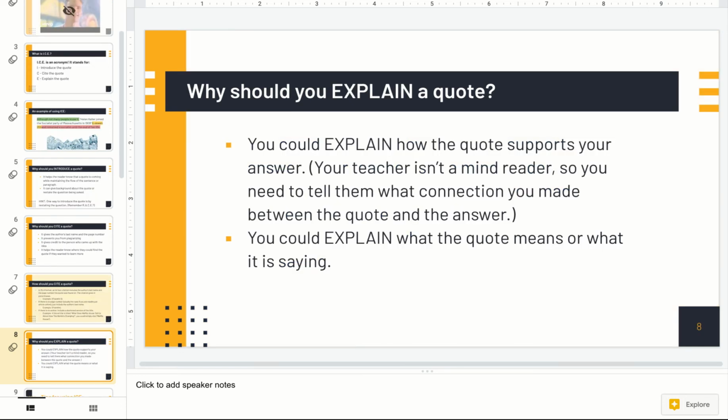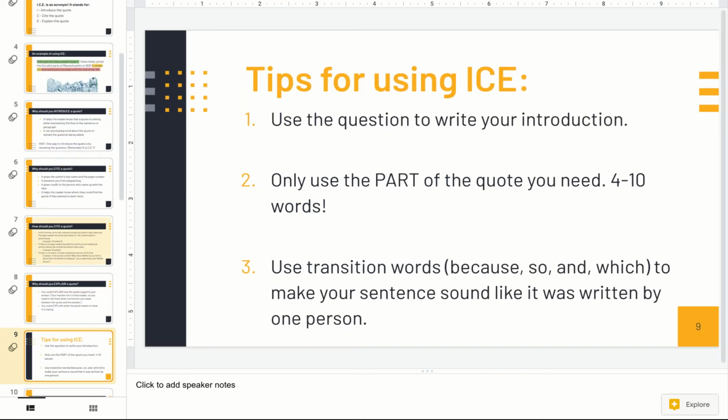Now, going back to I.C.E., why should you explain a quote? You could explain how the quote supports your answer. And this is helpful because I'm not a mind reader. So you need to tell me what connection you made between the quote and the answer. This is a great way for you to show me how smart you are. You can also explain what the quote means or what it is saying, okay? Paraphrase or elaborate on that.